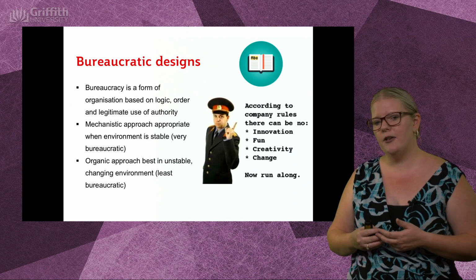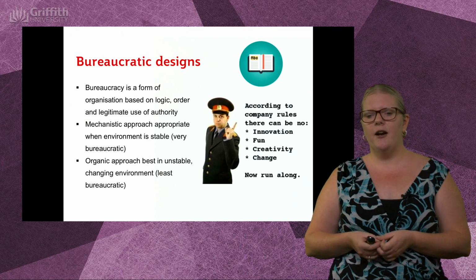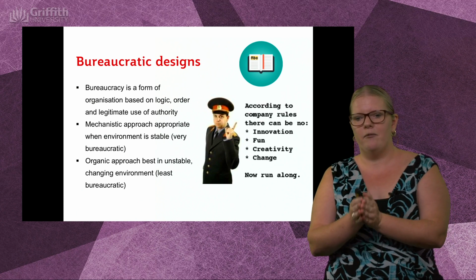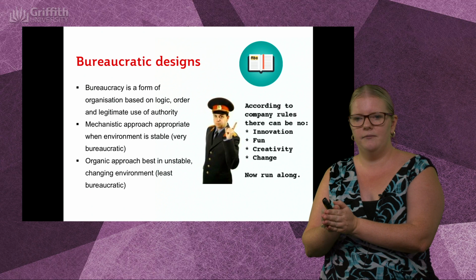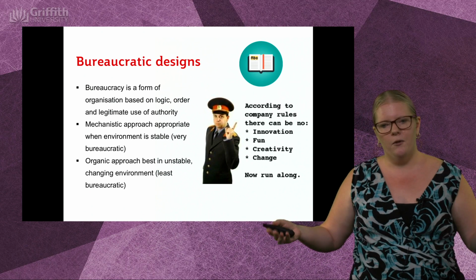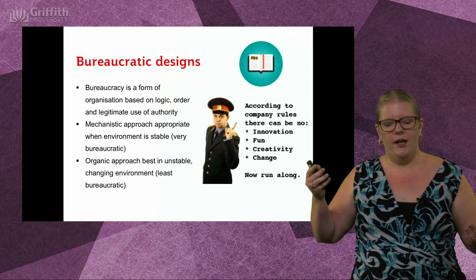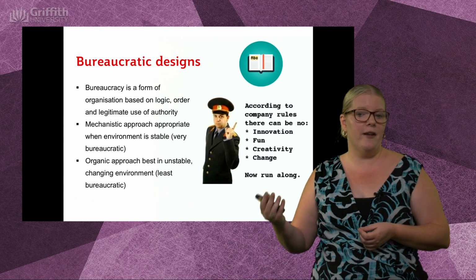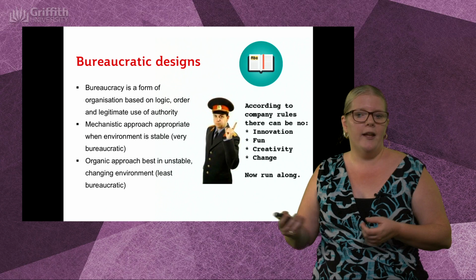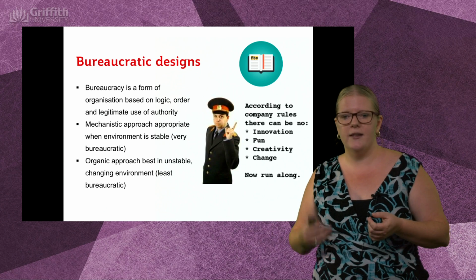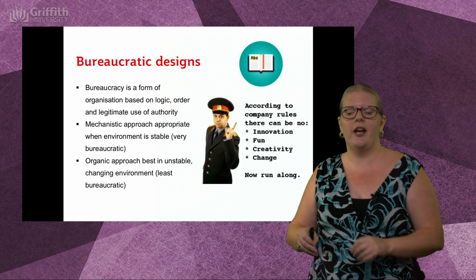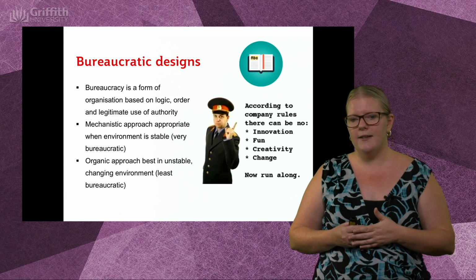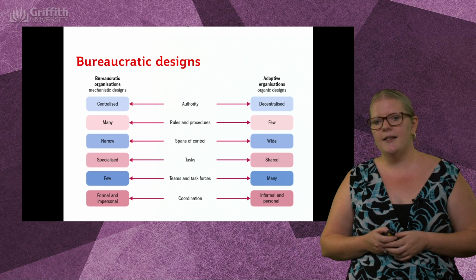A mechanistic approach basically says that in an environment that is stable and not likely to change, everything has to be ruled and logical. However, in an organic approach, in an unstable environment such as that in IT or consultancy or even gaming companies, we can't have rules and forms in the same form for everything because things change so rapidly. So different designs fit for different reasons. Let's take this through a bit more.